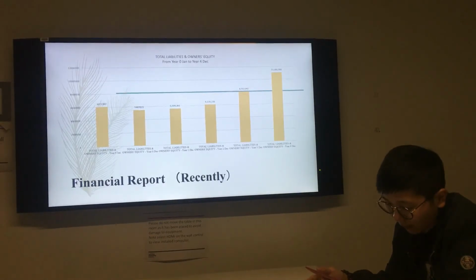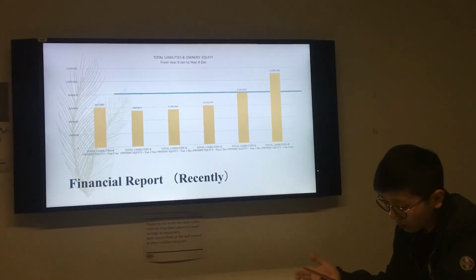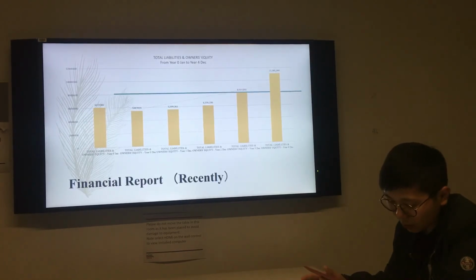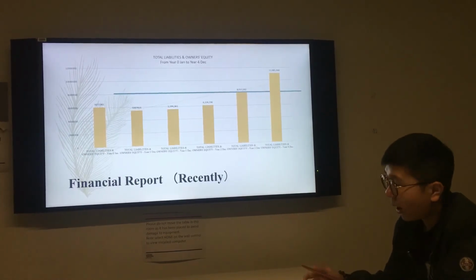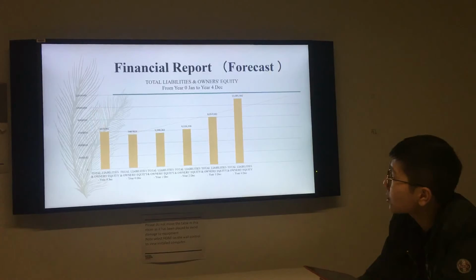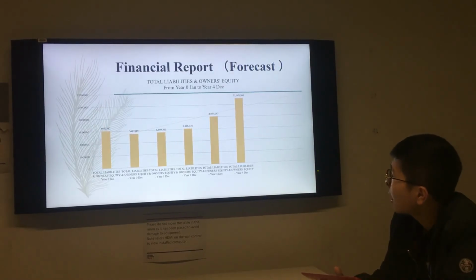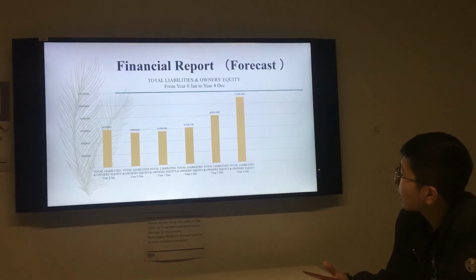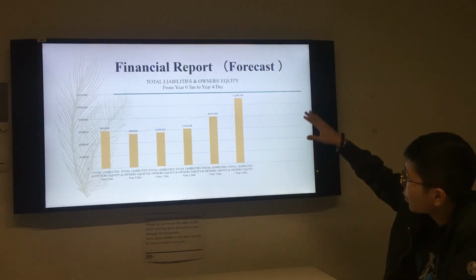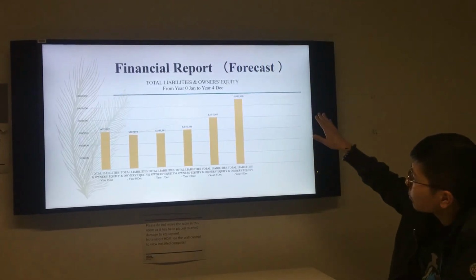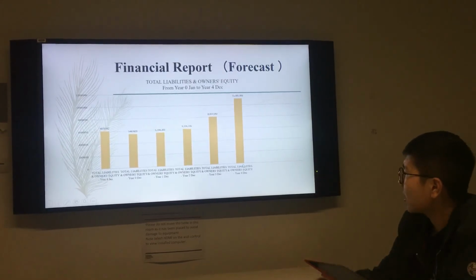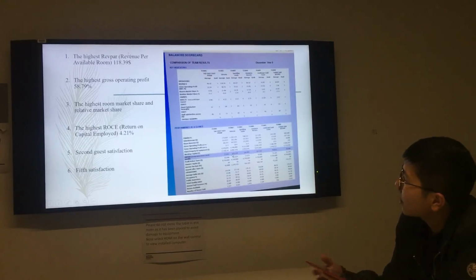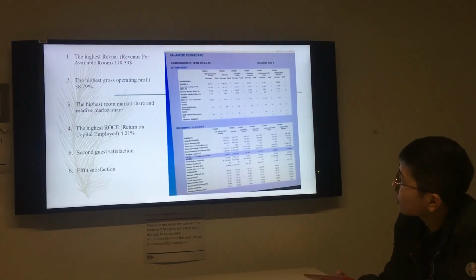Finally, we provided a high quality wholesale service to every customer, paid off all our bank loans in July of year 4, and got the number 1 team in year 5. And here is our financial report forecast. I think we will still increase our income after year 4 and year 5. And here is our other report.